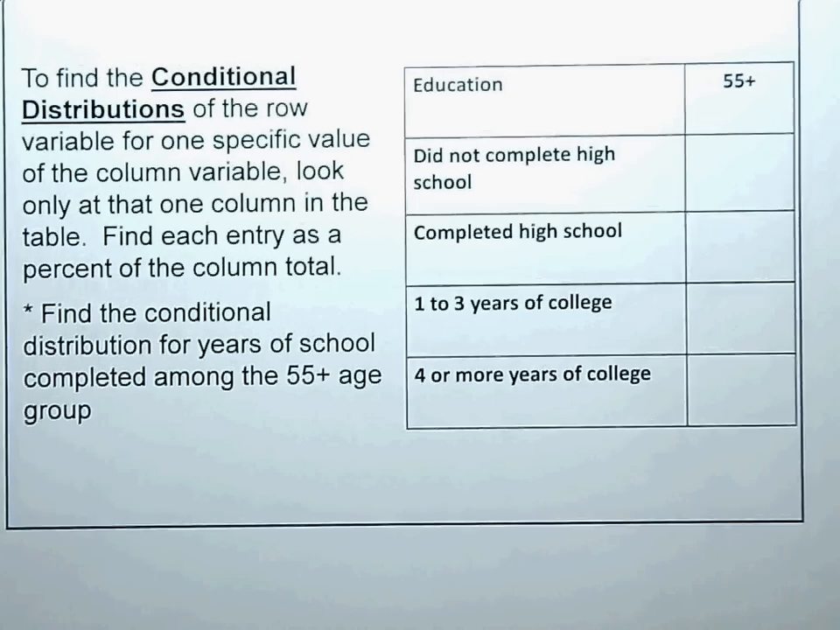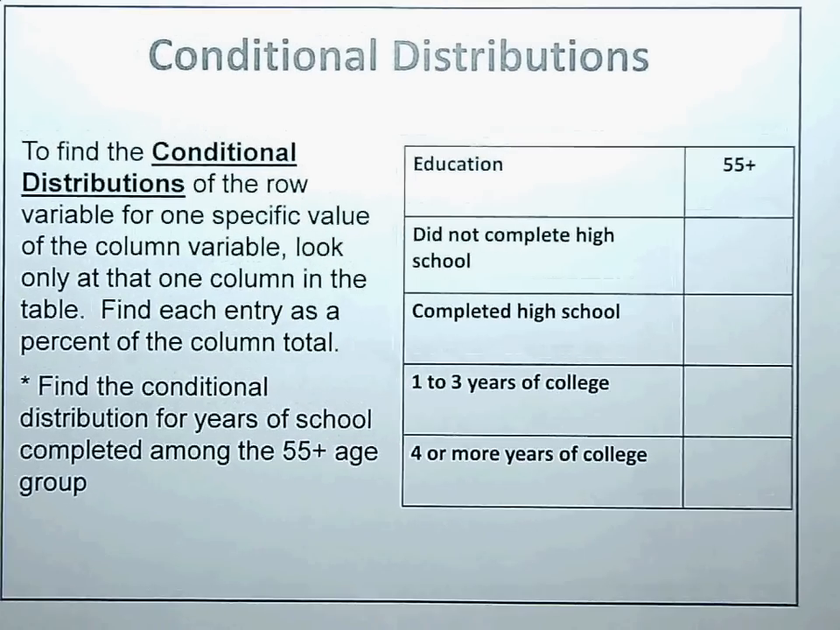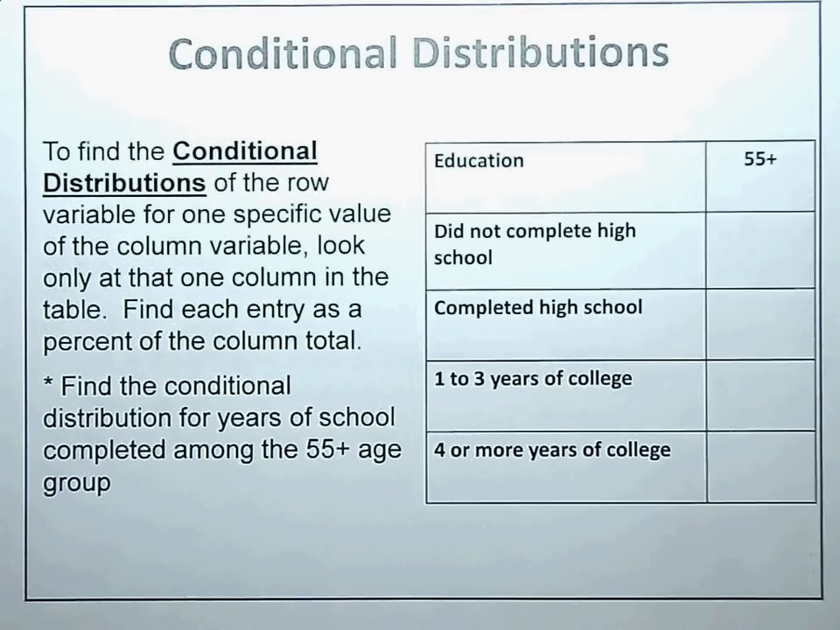Now let's talk about conditional distributions. To find conditional distributions of the row variable for one specific value of a column variable, look only at that one column in the table. Find each entry as a percent of the total column. So we did a little bit of this when we put together our bar graph.